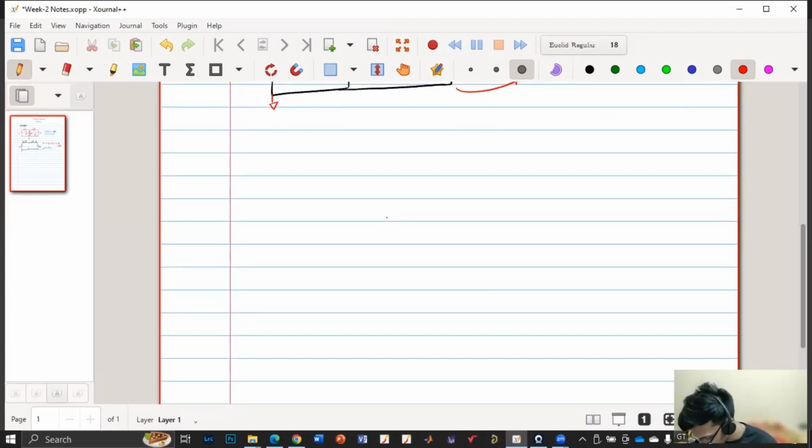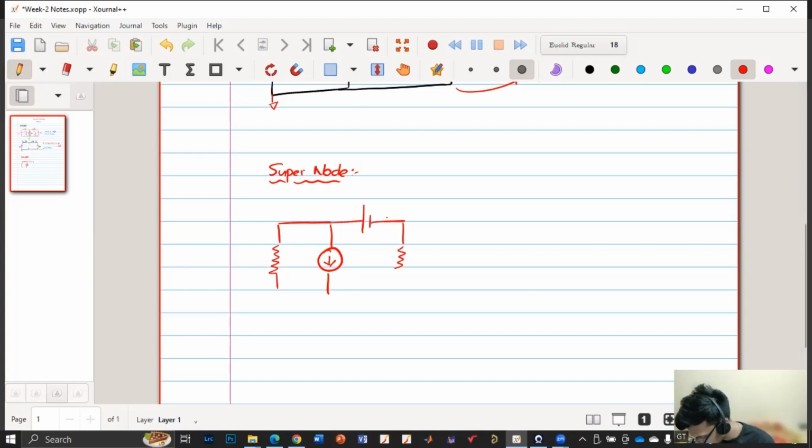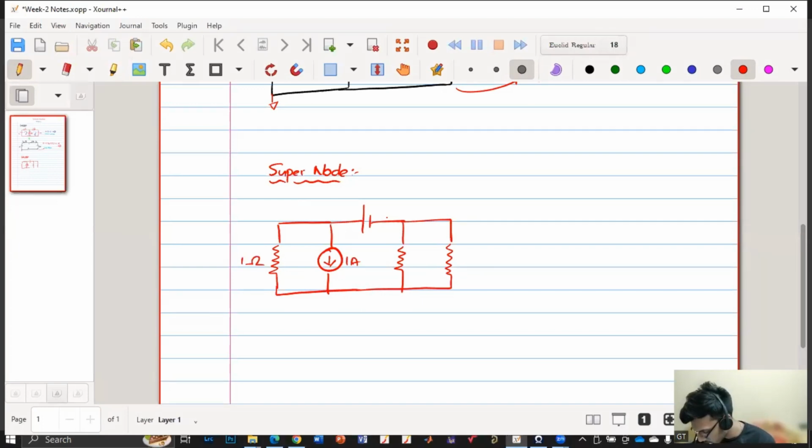So let me consider supernode. Let me consider something like this. Say one resistor is there and one current source is there. Here there is a voltage source, and here another resistor is there, and here also another resistor is there. So say this is 1 ohm, 1 ampere, 2 ohm, 3 ohm, and say this is 4 volt.